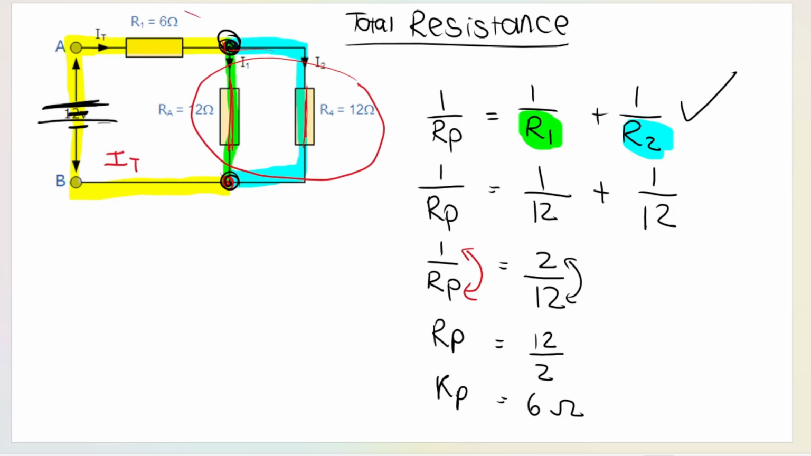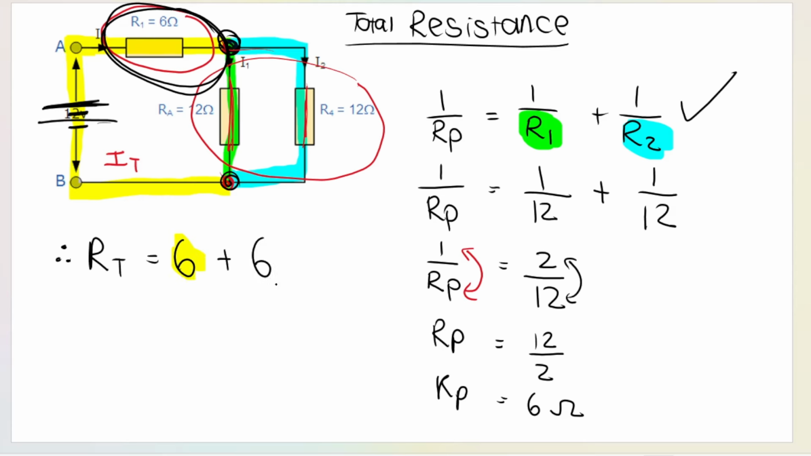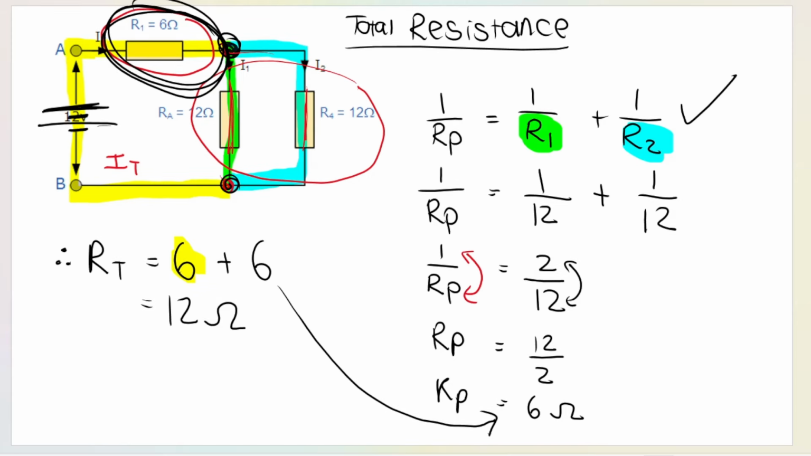But remember, I also have this resistor over here in series, this 6 ohms. So therefore, my total resistance is this resistor, this 6 ohms, the one I'm going to call the yellow one, the one that I've highlighted in yellow, plus this 6 ohms, the one that I got over there. So my total resistance is 12 ohms. So you first work out the parallel, get an answer, and then add any resistors that are still in series.